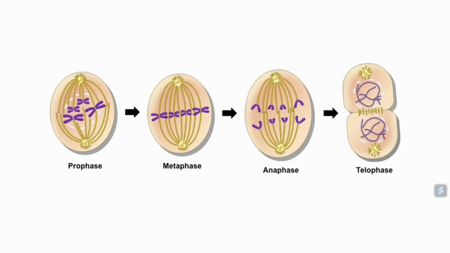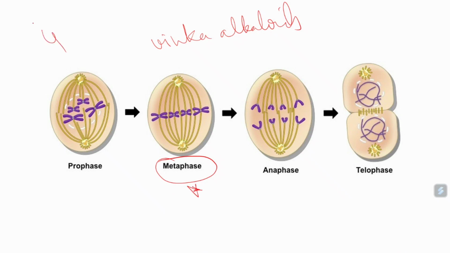Anyways, to make you understand, I think this is better. In metaphase, particularly Vinca alkaloids are very active. At this phase, they are very active. See, in mitosis, we have four major steps, four different stages.